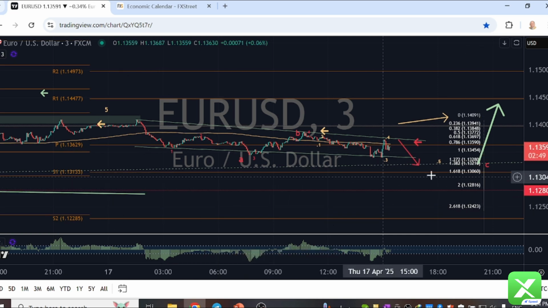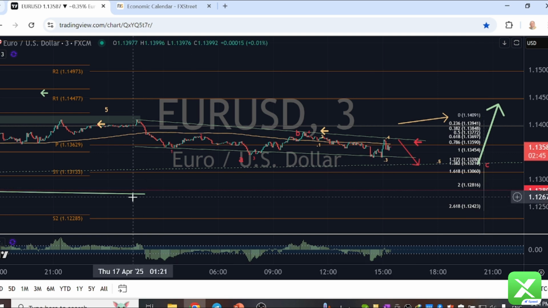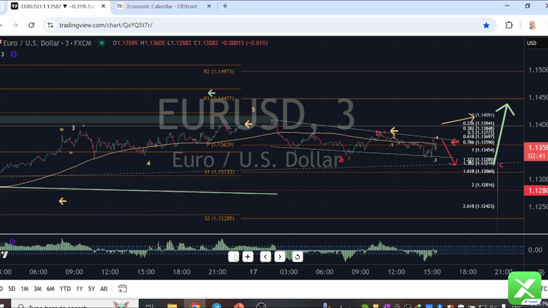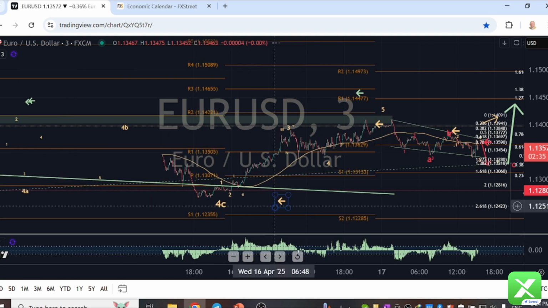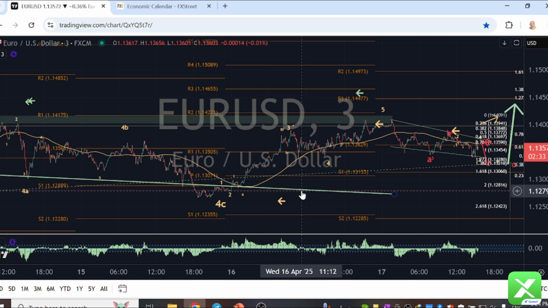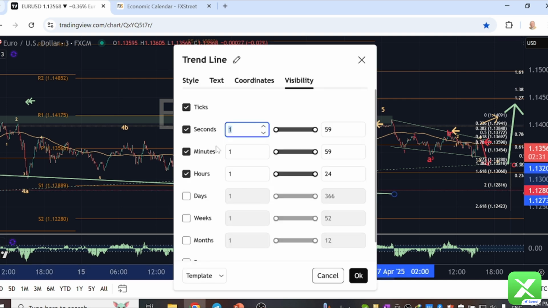1.1280, of course, is right there, 200%, very likely to be seen. And there's one big marker here. It must be level 1 or something. And 1.1230 is support 2. That is the lower boundary, of course, of the wedge.